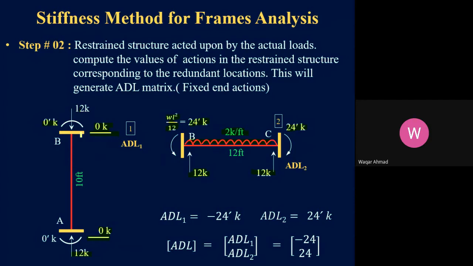If we want to calculate the values of our ADL matrix, the ADL1 value should correspond to the specified location number 1, and the specified location consists of this B, which is shared between member AB and member BC. So now the ADL1 value will be the moments. So 0 kip-ft moment here and 24 kip-ft moment here, and this is anti-clockwise. So what will be the ADL1 value? ADL1 value will be minus 24 kip-ft.